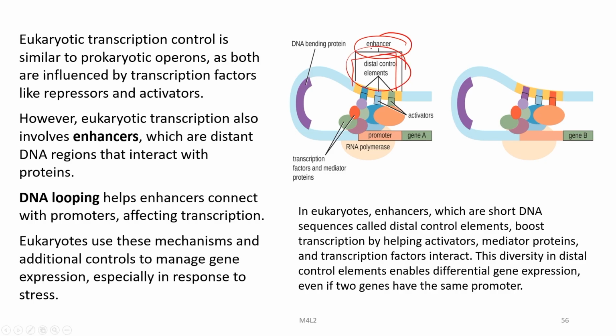element. So, if you open it up, it actually will be located in another region over here, but this DNA binding has brought it near to the promoter region of the gene which is to be expressed or repressed. So, DNA looping here helps enhancers connect with promoters, affecting transcription. Eukaryotes use these mechanisms and additional control to manage gene expression, especially in response to various stress.